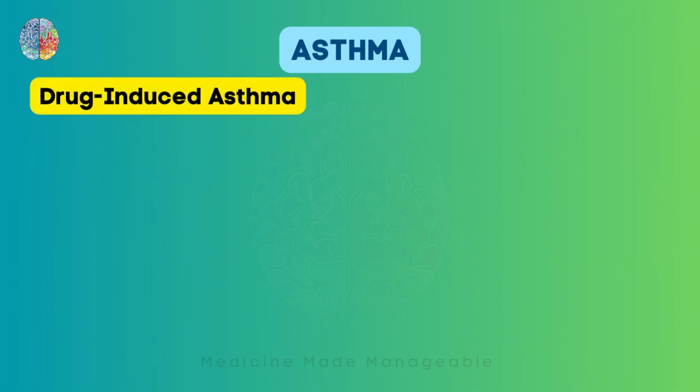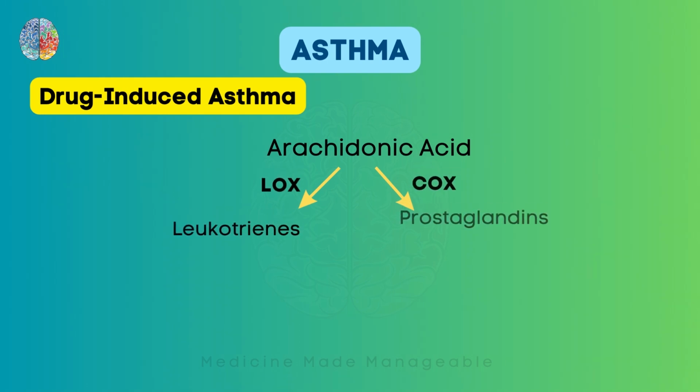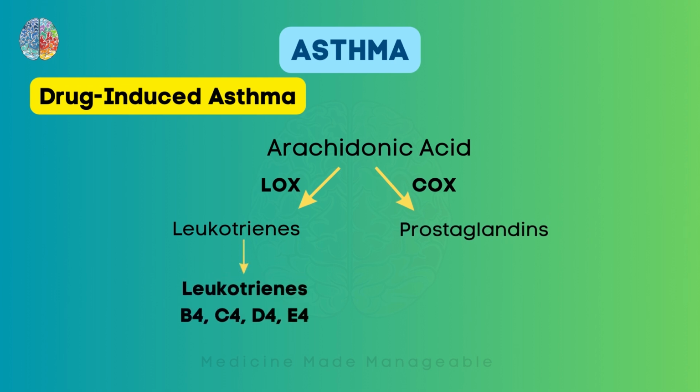Now exactly how can aspirin induce asthma? Let's see. All of you must know that we have arachidonic acid, which has two pathways of metabolism. It can form leukotrienes using lipoxygenase, or it can form prostaglandins using cyclooxygenase. Some of the leukotrienes worth remembering are B4, C4, D4 and E4. These leukotrienes have the capability of producing an asthma attack.